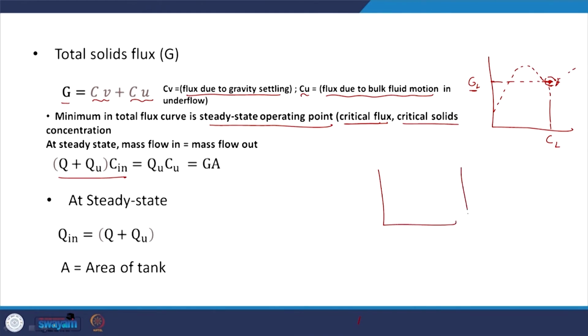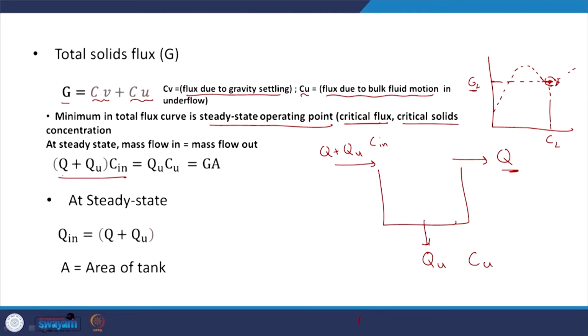So, here I have the tank. Q plus Qu, the underflow, is coming here, Q is going out. This is the supernatant, which is relatively clear. And here I have the Q underflow, and here the concentration is Cn, and here the concentration is relatively higher, Cu. So that is something to keep in mind, and here it is relatively clearer, or lesser concentration.